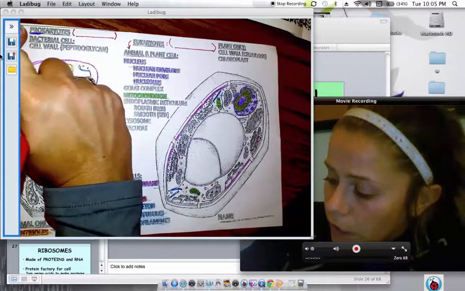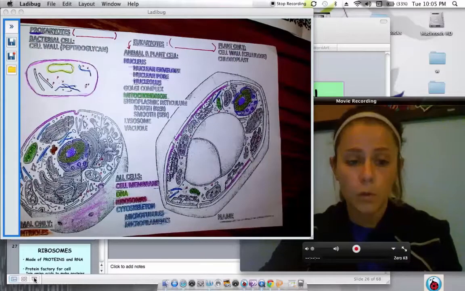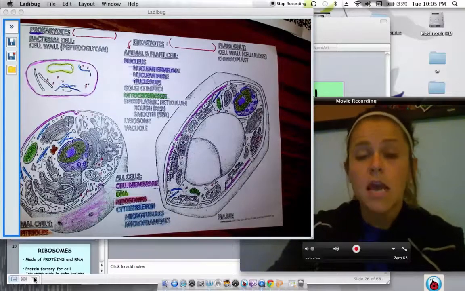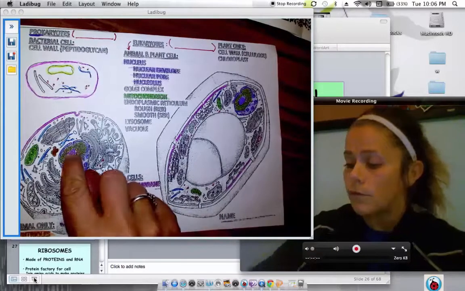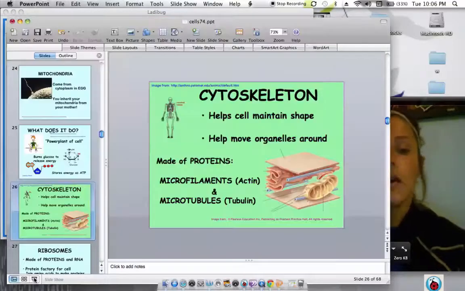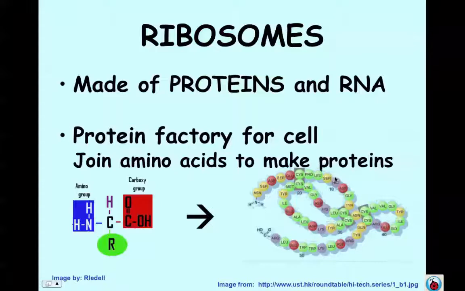As we already talked about, ribosomes are made out of RNA, the ribonucleic acid, so a nucleic acid, and they're made in the nucleolus of the cell. If you remember, this is the nucleolus here, and then this is the nucleolus. So ribosomes are made of proteins and RNA. For the function, it's the protein factory for the cell.